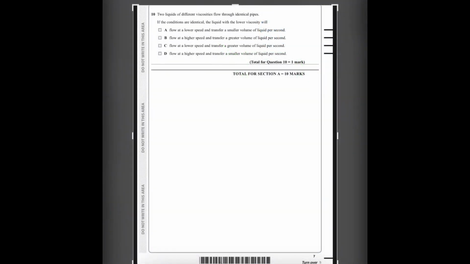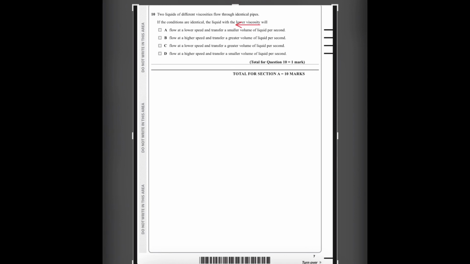Number 10. Two liquids of different viscosities flow through identical pipes. If the conditions are identical, the liquid with the lower viscosity will. So the thing is, the viscosity is actually the resistance to flow. So if the viscosity is lower, it means that the resistance to flow is lower. So if the resistance to flow is lower, the flow of water will be faster.